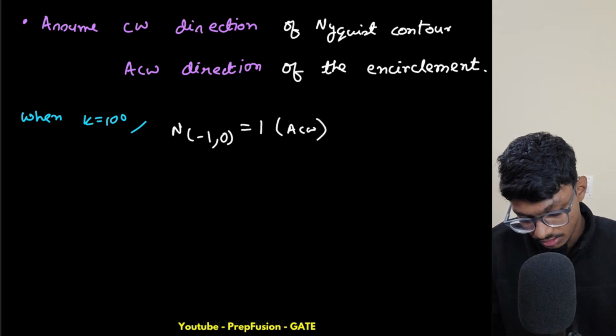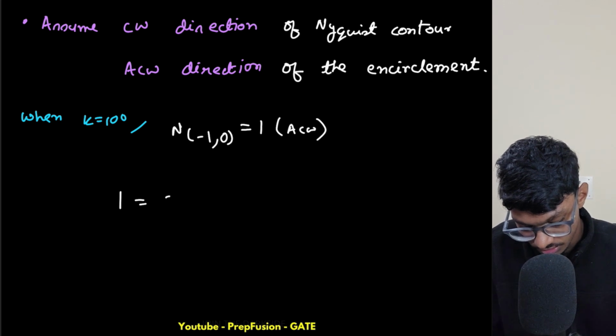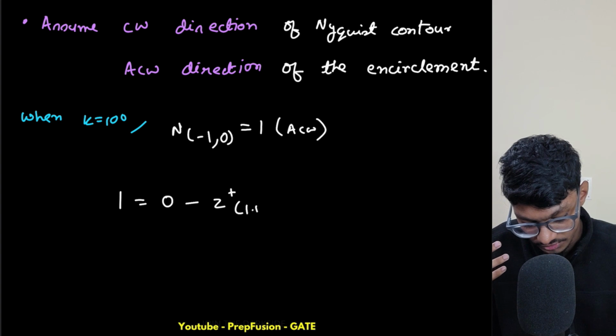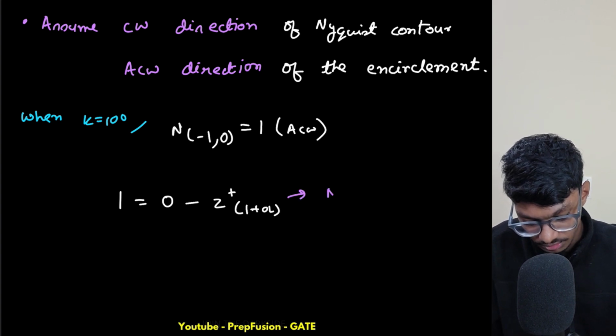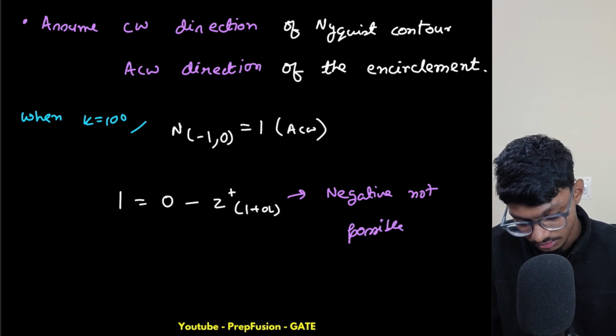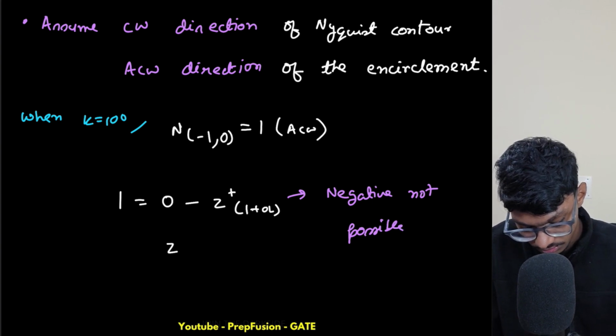So my N is minus 1 comma 0, right? N is minus 1 comma 0 equals 1, in the anti-clockwise direction, I'm assuming. Now if I put this in the equation, N equals 0 minus Z plus, so my Z plus is coming out negative, which is not possible. Z plus is coming out to be minus 1.